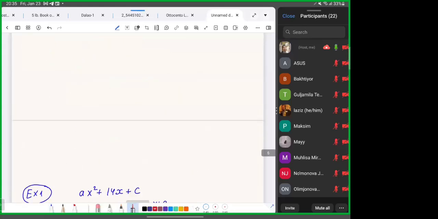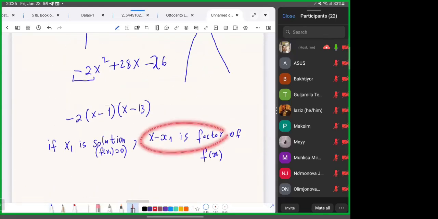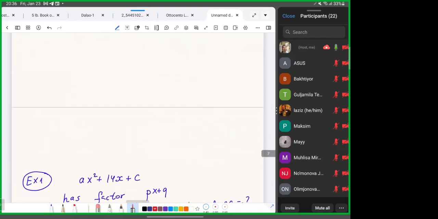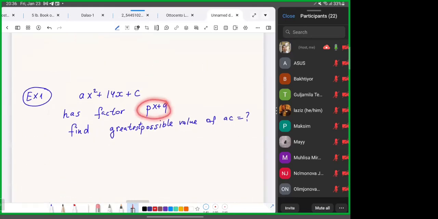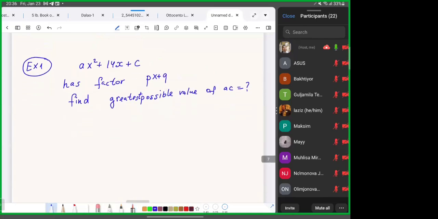Guys, as I mentioned before, when it has a factor, it means it will have a solution. When it has a solution, the discriminant is greater than or equal to 0. So the discriminant, 14 squared minus 4ac, is greater than or equal to 0. Two solutions can be equal, because the equation can have one solution as well. When it is strictly greater, then there are two solutions. Now your equation: 14 squared is greater than or equal to 4 times AC.